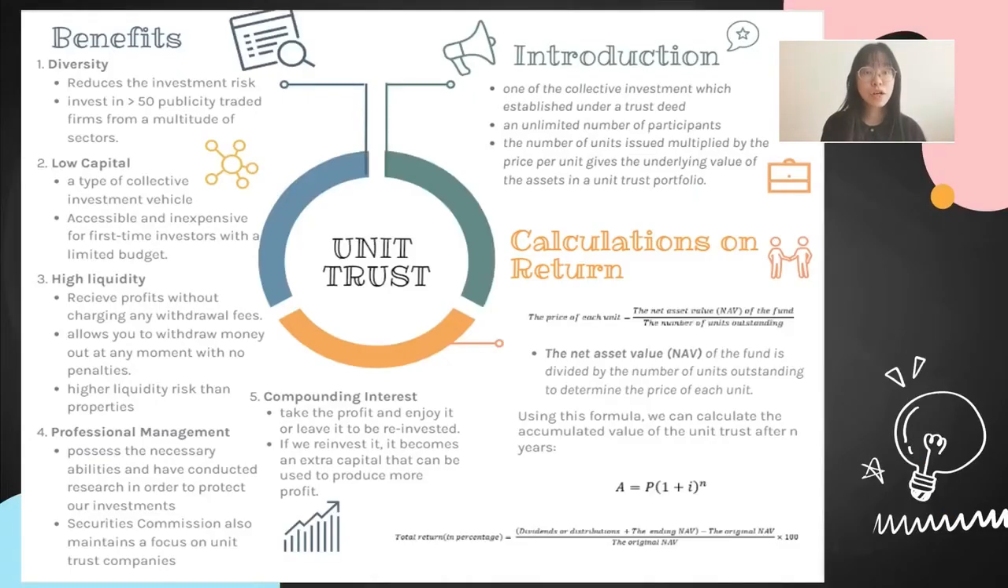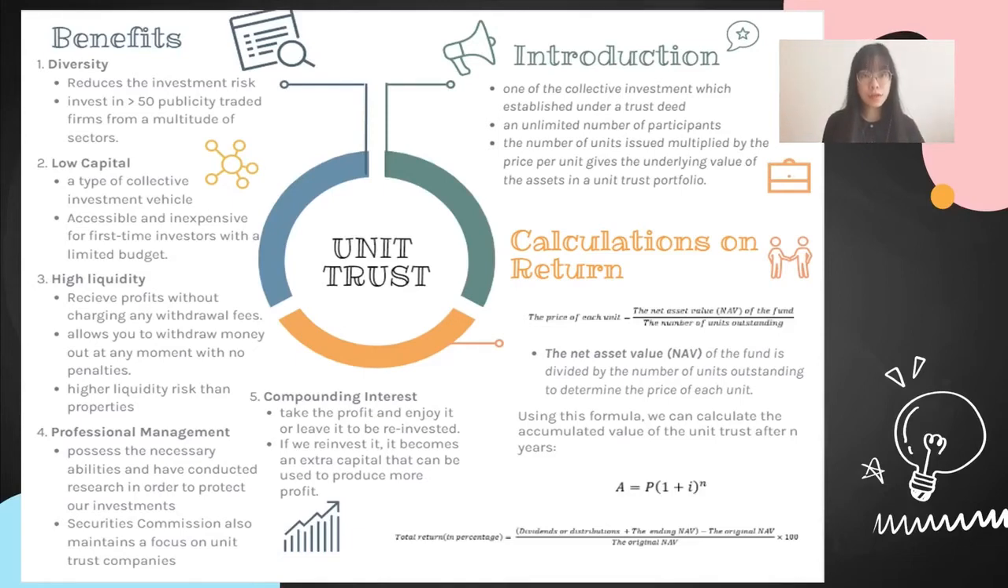First is a short introduction about unit trust. Unit trust is one of the collective investments established under a trustee. It accepts an unlimited number of participants. The assets are classified into cash, bonds, deposits, shares, stocks, properties, and commodities. The number of units issued multiplied by the price per unit gives the underlying value of the assets in a unit trust portfolio. Unit trust is an open-ended investment vehicle that is divided into units with varying price.